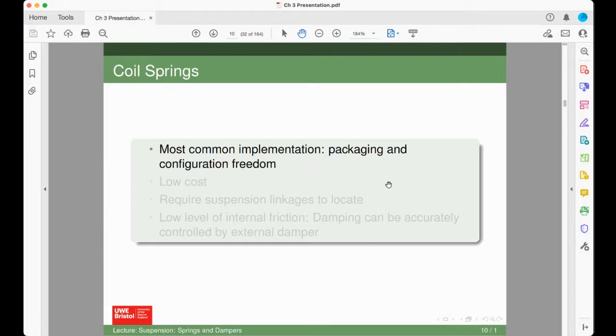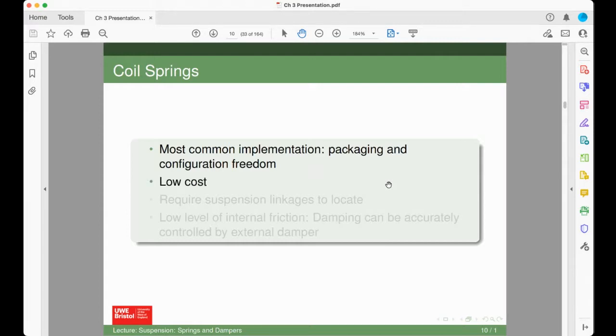It's the most common implementation; most cars generally have coil springs. A few cars have slightly different setups, but I'll talk about those in a minute. Coil springs are by far the most common, and a big advantage is packaging. They're quite small for what they can do, and they give you lots of freedom in how you configure your suspension system.